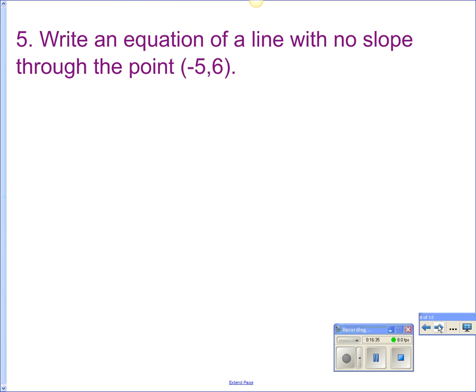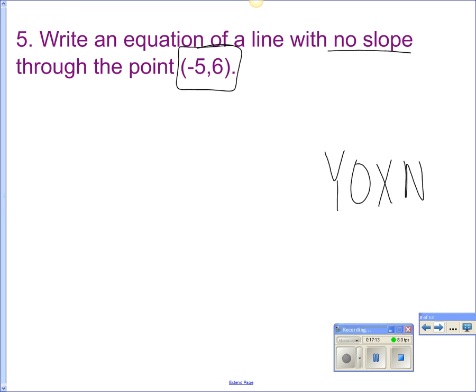Okay, number 5: write the equation of a line with no slope through the point -5, 6. So write this on your paper: no slope and -5, 6. What does no slope make you think of? A straight line going up and down. So it's a special situation. Again, we're going to use Yoxin. If it's zero slope or no slope, you can take a shortcut. This one's no slope.